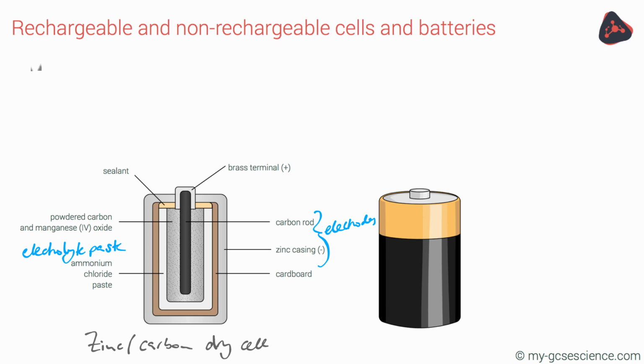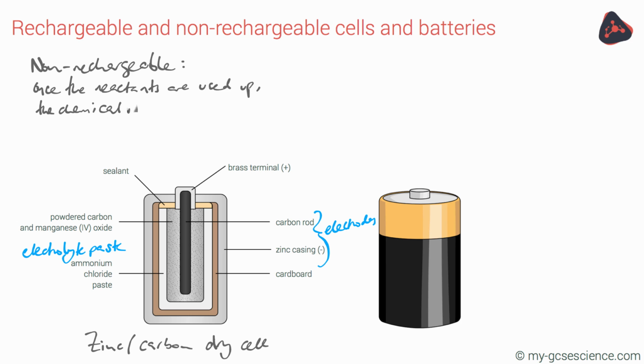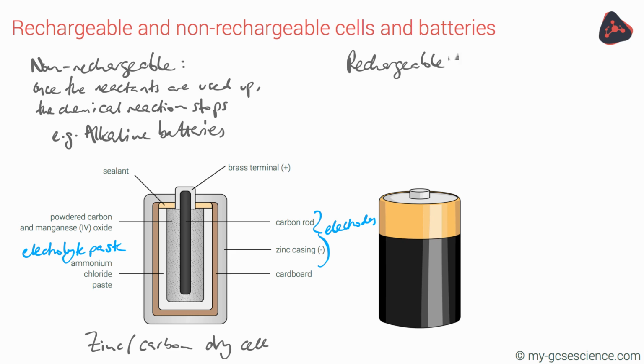This zinc-carbon dry cell is an example of one of the first batteries that was produced. And it's non-rechargeable, which means once all the reactants are used up, then the chemical reaction stops and we can't get any more electrical energy out of it. More recently, we've developed alkaline batteries, which you may have heard of. This is another example of a non-rechargeable battery, but it's able to produce a higher voltage than the zinc-carbon traditional cell.